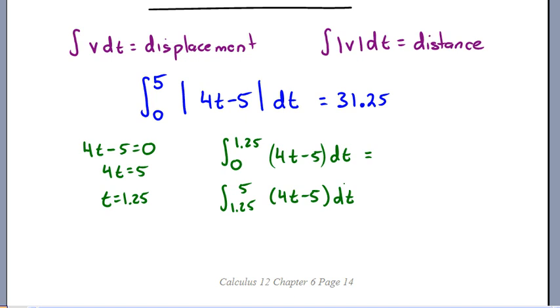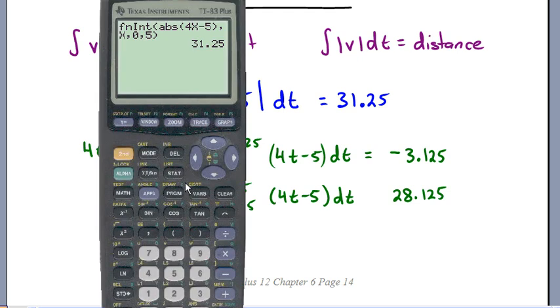And if I'm not mistaken, when you go about doing that, what you're going to find is this first one, I believe, is negative 3.125, I'm pretty sure. And then the second one, I'll double check this, but I think that's 28.125. So that could be done without a graphing calculator. I'm going to cheat a little bit just to make sure I'm not giving you wrong answers here.